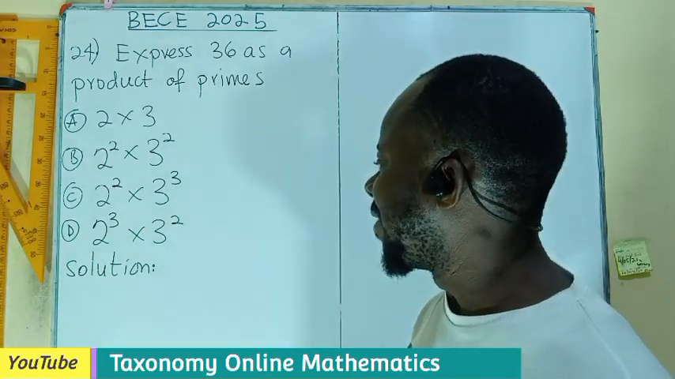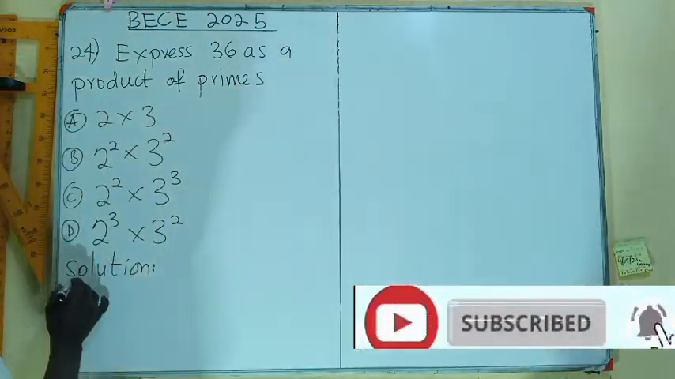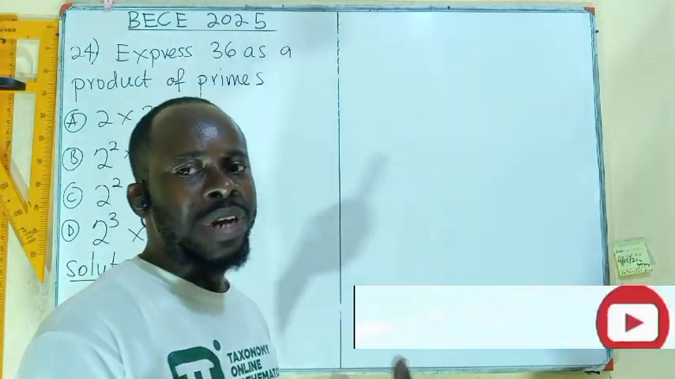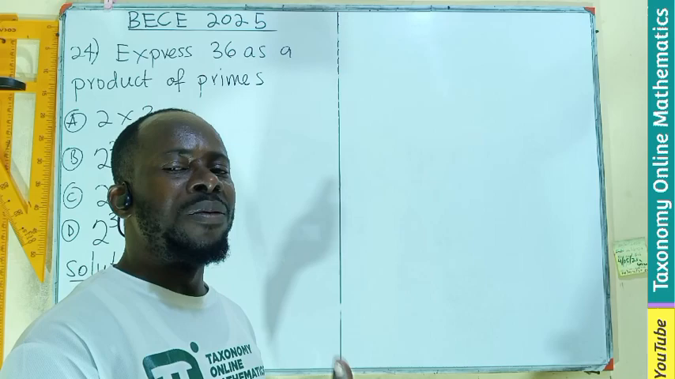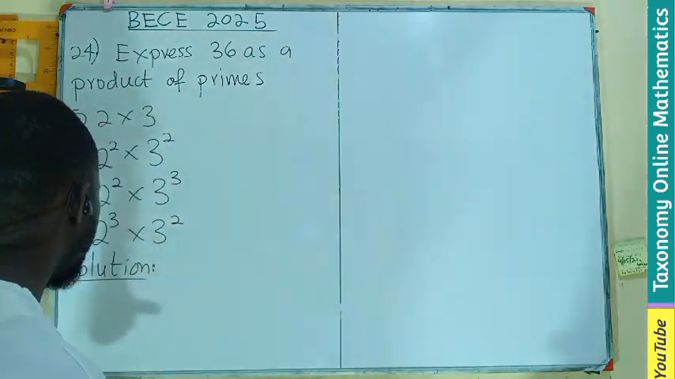Question 24, BECE 2025, Section A. We have to express 36 as a product of prime numbers. Now, we can use the factor tree to do that. We can also deal with just the normal expansion. Let me try the two approaches.